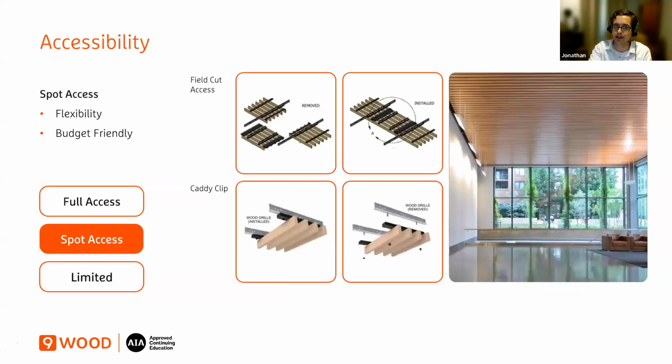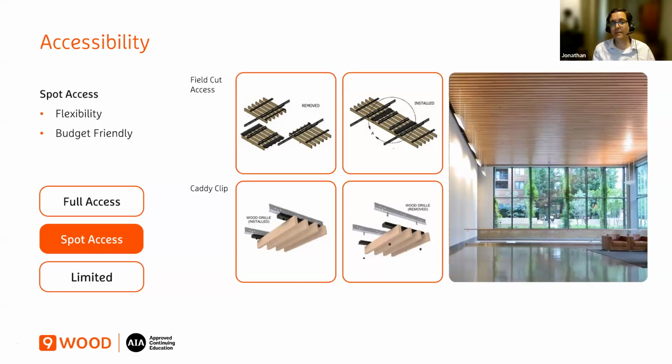The other option is spot access. And maybe you don't need full access throughout an entire space, or maybe your budget can't quite afford that. Well, the next option is these two, and these are common in our industry. They provide two big benefits: flexibility and budget friendliness. They're budget friendly because you're not putting access everywhere. You're only putting access where you need it. They're flexible because both systems can be coordinated in shop drawings, and even locations can be determined during installation. And so everything doesn't have to be exactly planned out in detail.